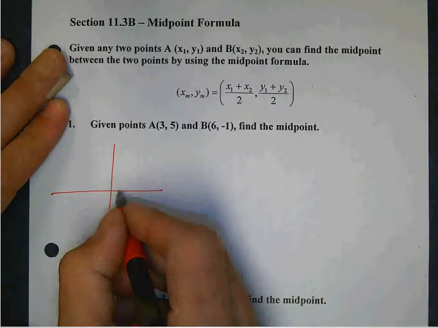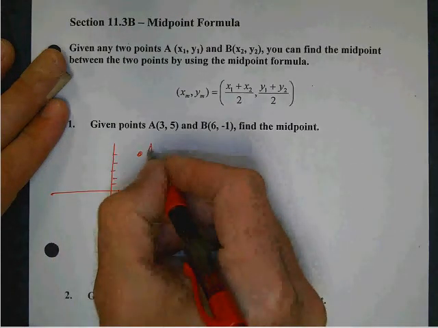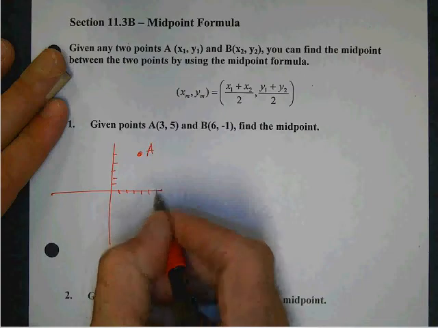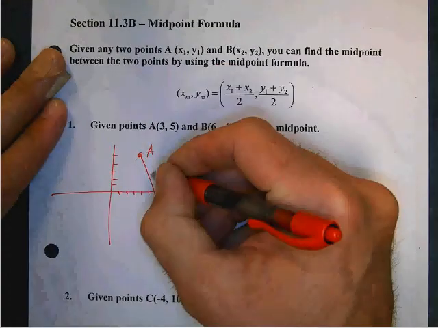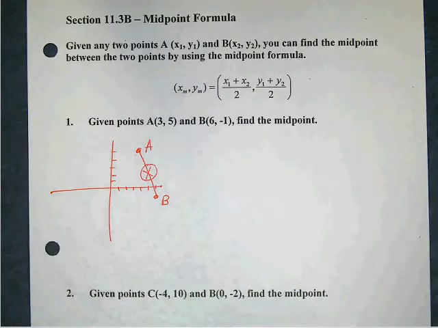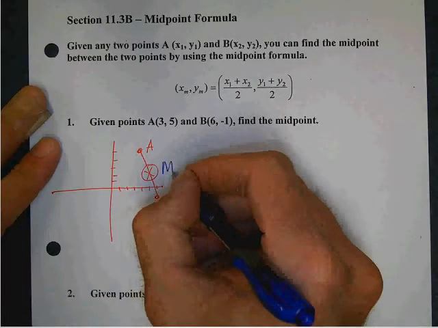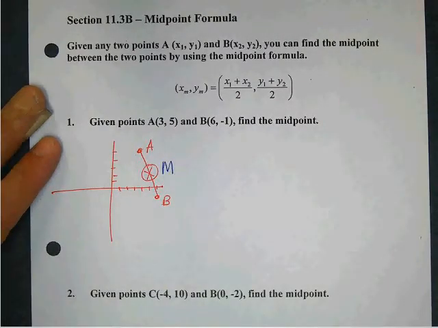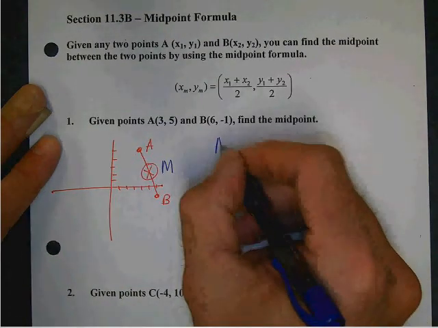3, 5. 6, negative 1. Draw your line, make your x. Our target is that x. Now midpoint is always labeled M as a point. Just midpoint M. So let's try to find out what this midpoint is.